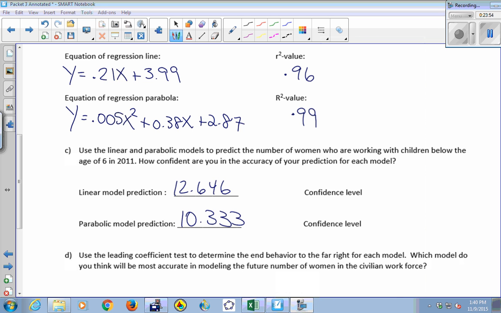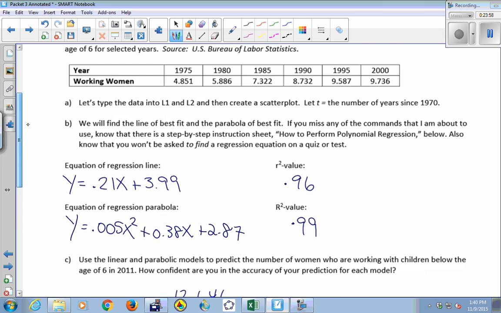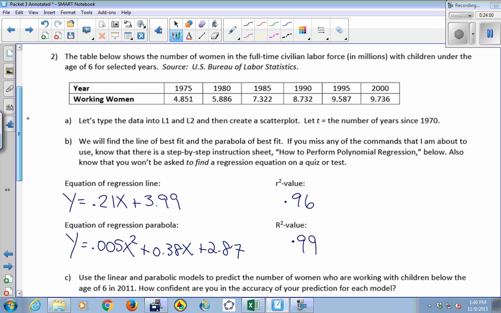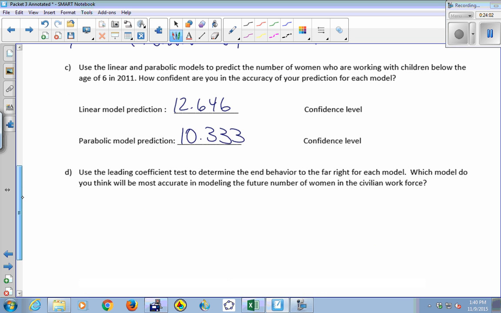Okay, how do you feel about these 2 predictions? They're pretty different because these are millions of women, right? This is in millions, yeah. Millions of women predicted to be in the workforce. Women with children under the age of 6. So it's like 12.5 versus 10-ish. So it's a big difference. Which one do you feel more confident in?